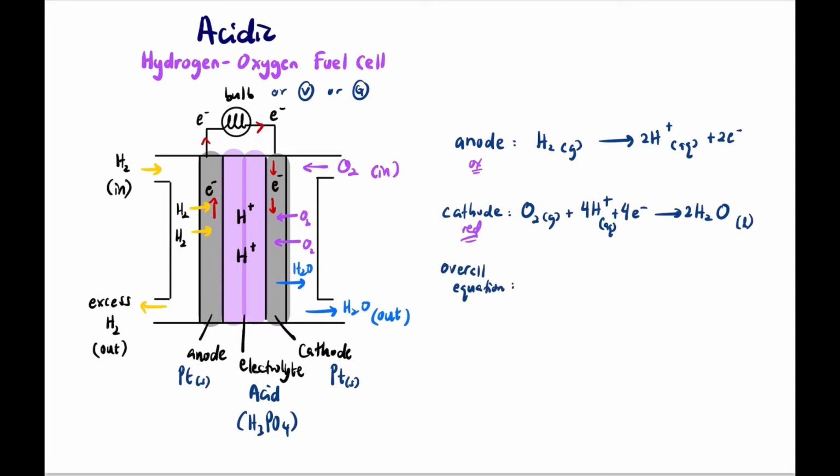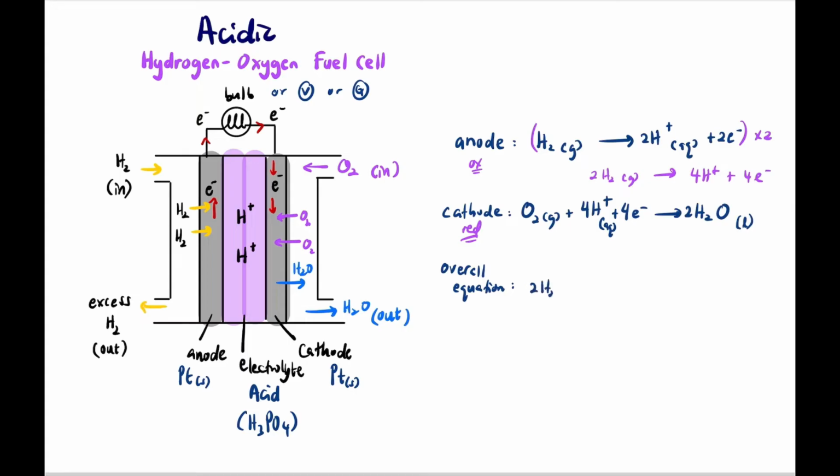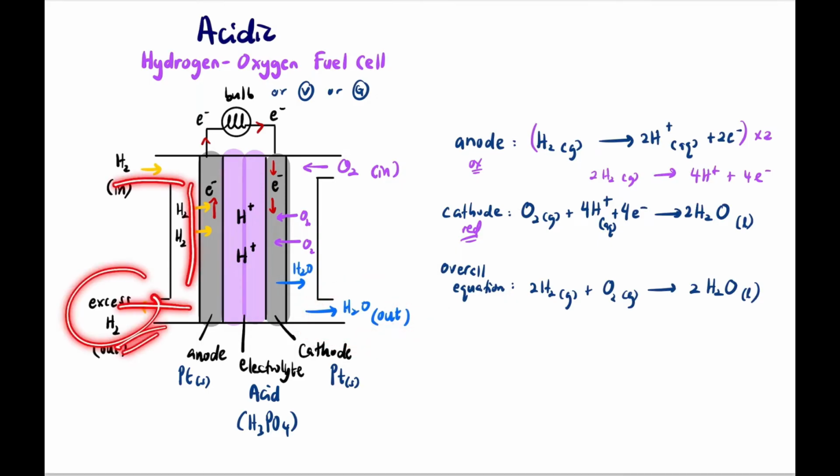Then to get the overall equation, kita kena seimbangkan dulu bilangan elektron. So we're going to have 2 times 2 for the equation at anode. And we're going to get 2H2 gas produce 4H+, 4 electron. And kita boleh cancel out 4H+ dengan 4 electron. And overall equation, kita akan dapat 2H2 gas plus O2 gas produce 2H2O liquid. And by the way, akan ada biasanya extra H2, excess H2. So dia akan keluar balik dekat bahagian anode ni lah.